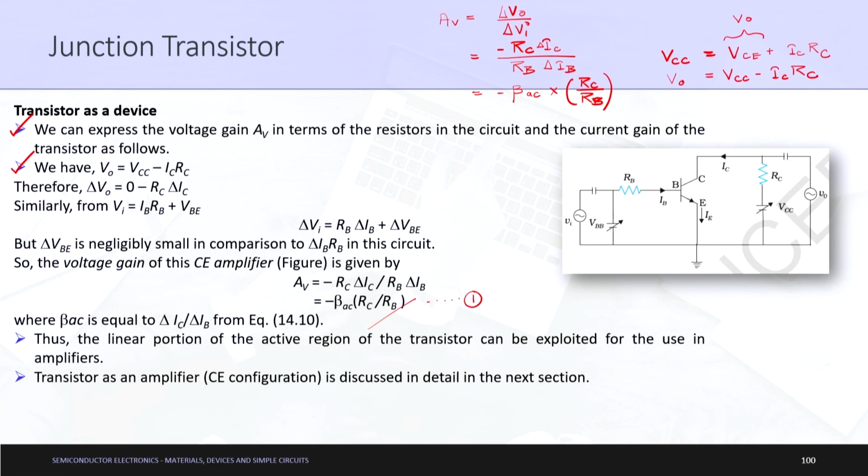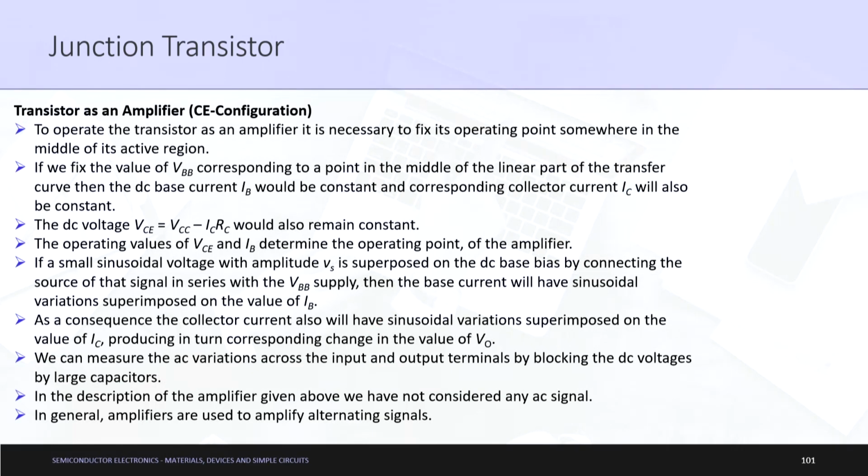Thus the linear portion of the active region of the transistor can be exploited for use in amplifiers. That is how we basically use that active region for our explanation. Transistor as an amplifier is discussed in detail in the next section. So, let us understand now.